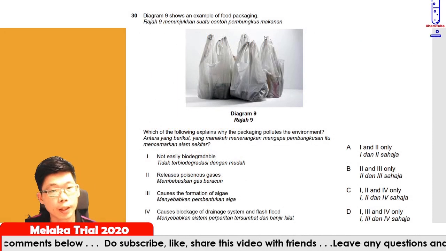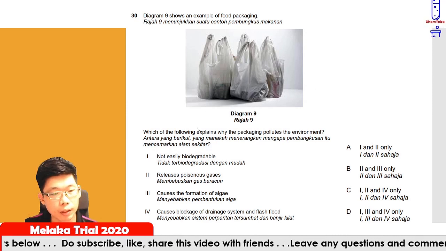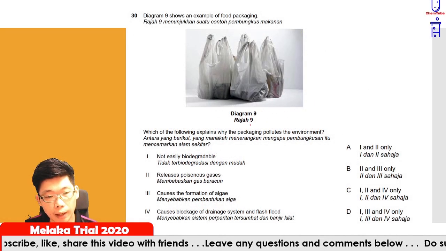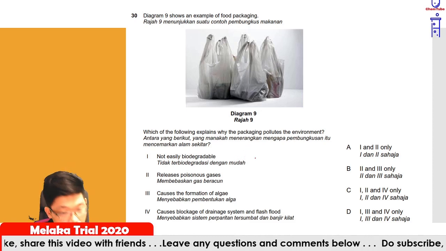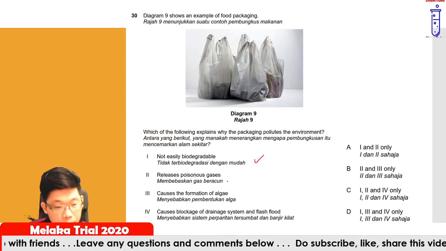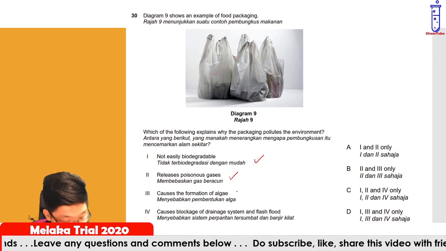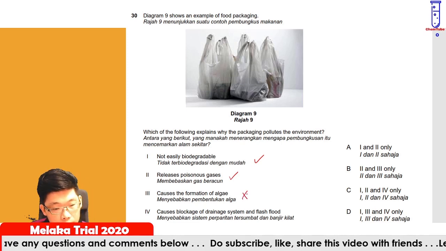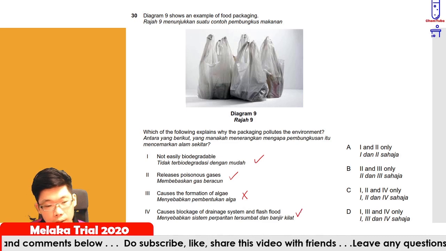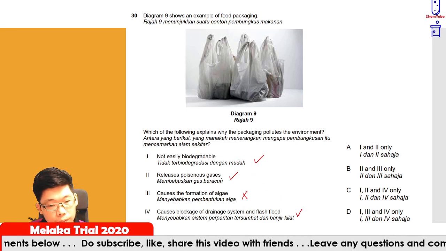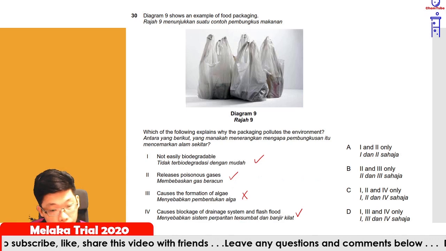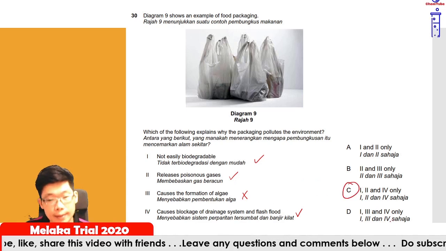29, B. 30. Okay, food packaging. This is a plastic bag. Which of the packaging pollutes the environment? Not easily biodegradable, yes. Releases poisonous gas if it is burned, yes. Causes the formation of algae? Not that obvious. Causes a blockage of the drainage system and causes a flash flood, yes. So 1, 2, and 4. So C is the answer.